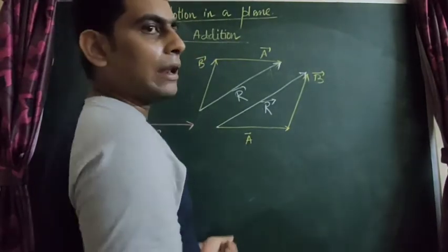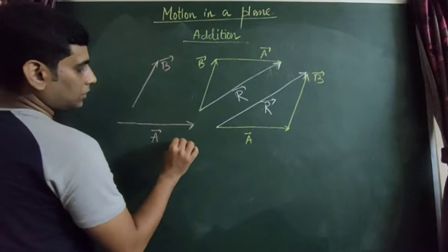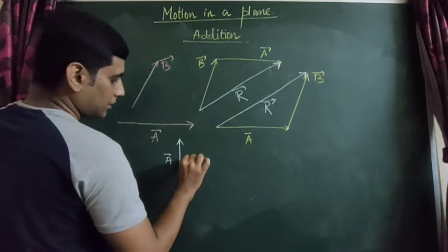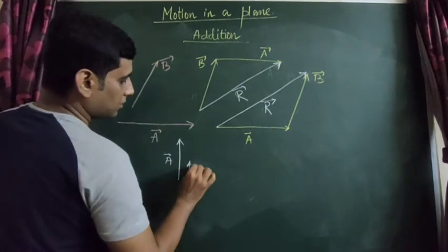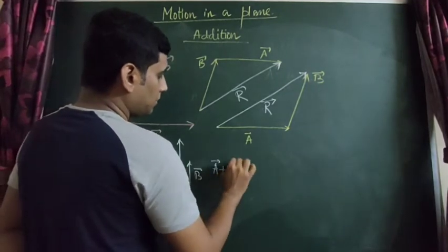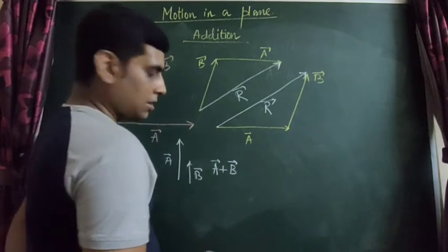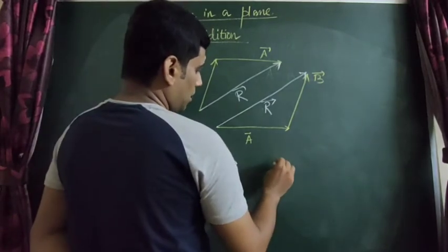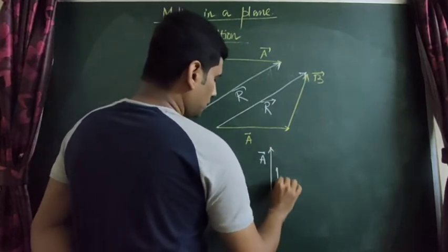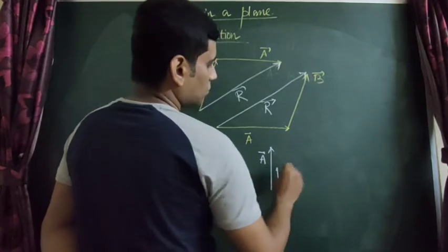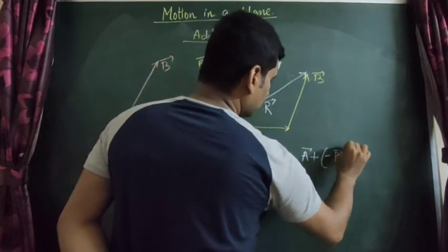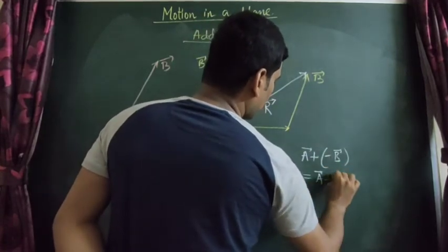Now you can also add parallel and anti-parallel vectors. For example, suppose a vector is in this direction, A. Another vector is in the same direction but with small magnitude, B. So if you add this, what will you get? A vector plus B vector. Got it? Now suppose there is another vector in this direction, A, and in the opposite direction B is there. So I can write this as A vector plus minus B vector. So it comes as A vector minus B vector.